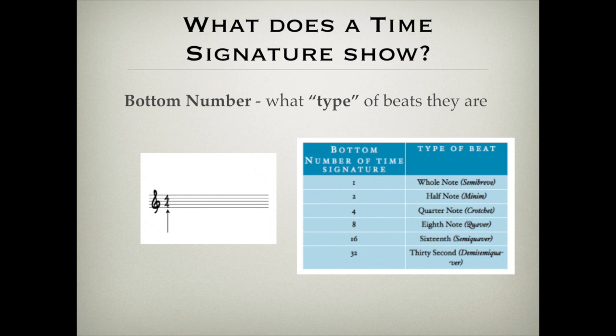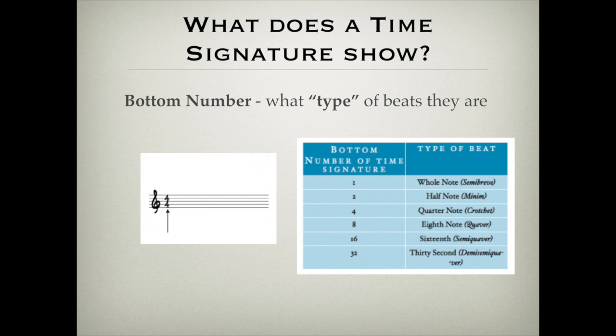Each of those numbers for the bottom number corresponds to a type of beat. So if you look at that table on the right hand side there, the number 4 at the bottom means that we are counting in quarter notes or crotchets as they're traditionally known. If there was a 2 at the bottom, we would be counting in half notes or minims.